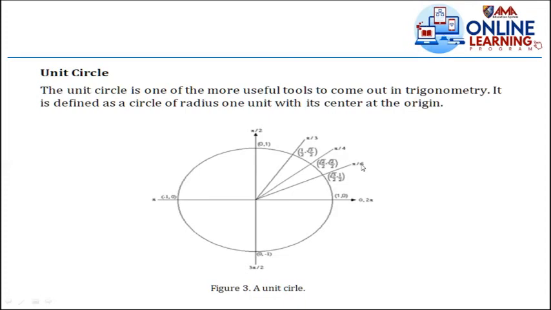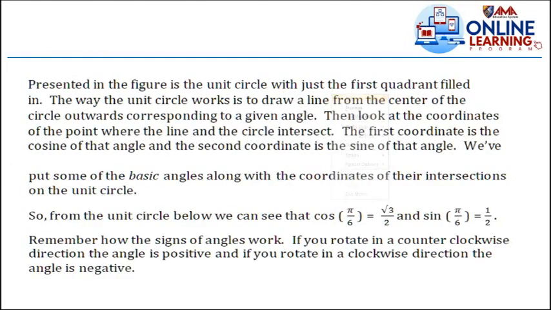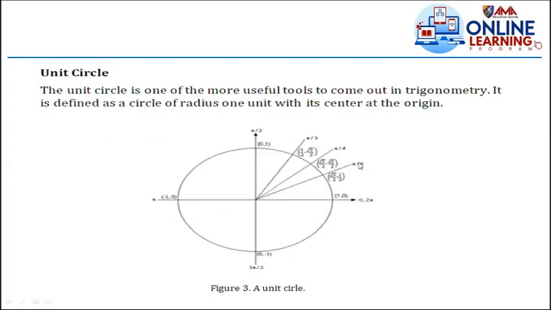So we have your pi all over 6, the values are square root of 3 all over 2. So we're going to assume that your radius is equivalent to 1, okay? So presented in the figure is the unit circle with just the first quadrant filled in. The way the unit circle works is to draw a line from the center of the circle outwards corresponding to a given angle. So as here, you have pi all over 6, pi all over 4, pi all over 3.